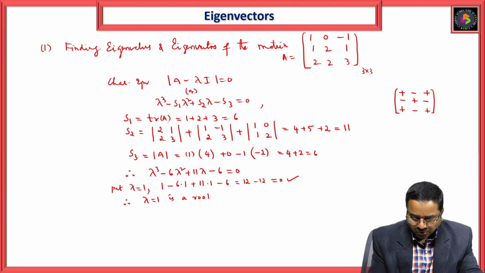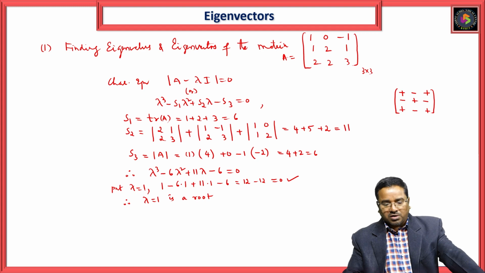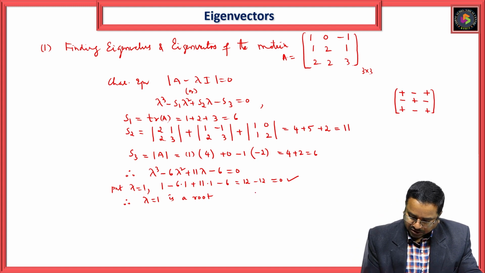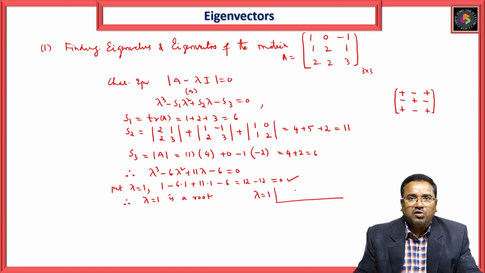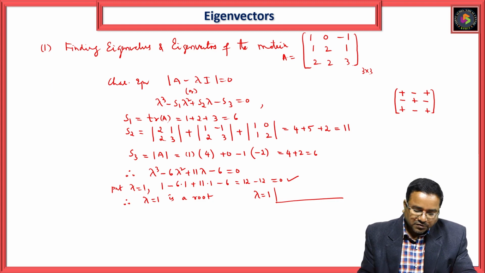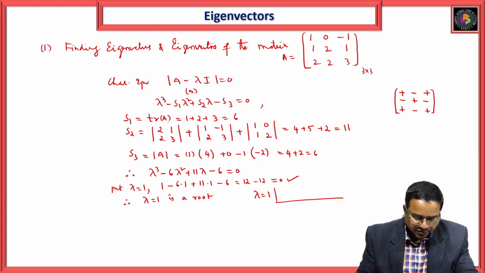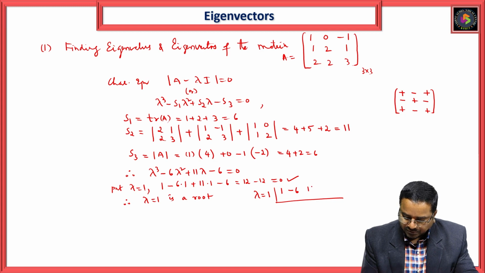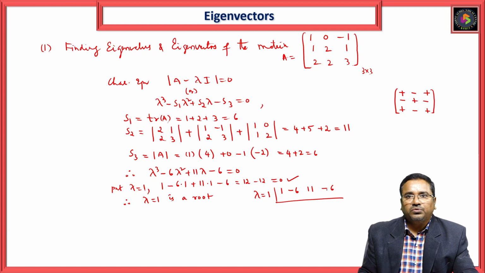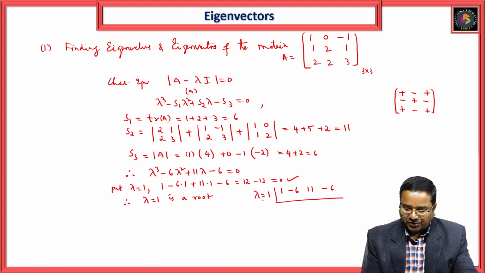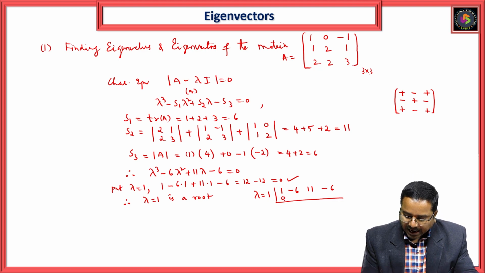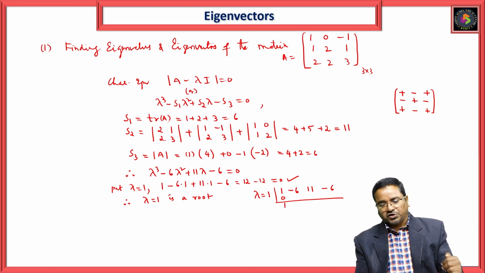Once you get one root, you can use the synthetic division formula. Whenever you have lambda equal to 1 as a root, you write it like this. Then write the coefficients of this equation, starting from the highest degree to the lowest degree. The lambda cube coefficient is 1, then the lambda square coefficient is -6, then 11, then -6. Here you write whatever root you got from inspection. Here you take 0 and add. This is the way of starting this method.